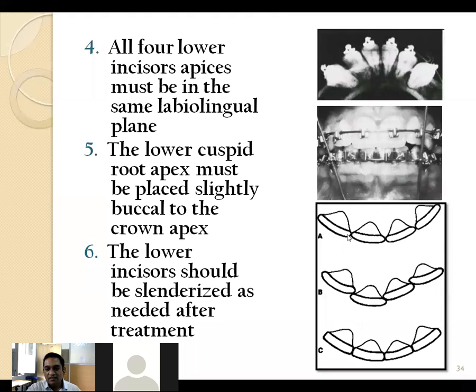So in many cases, if there is crowding in the lower incisors, the slenderization, that is stripping or slicing of the incisors, should be done 0.5 to 2.5 mm on both sides, on the mesial and the distal side. This will give more retention to the lower incisors. So these are the 6 keys of lower incisor retention.